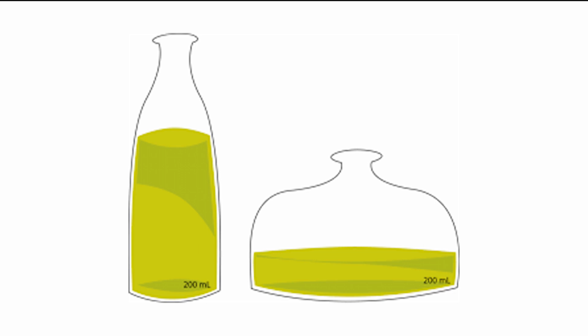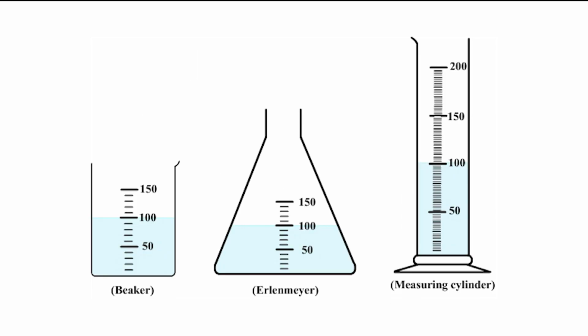How to find the volume of a liquid? The volume of a liquid is measured by using a graduated cylinder. In front of me, 100 milliliters of water. Look how the shape of water changes according to the shape of the container.